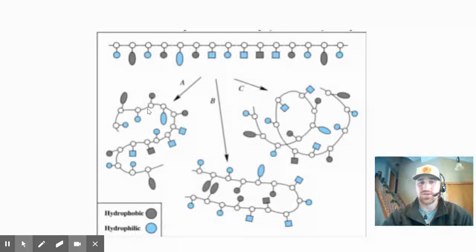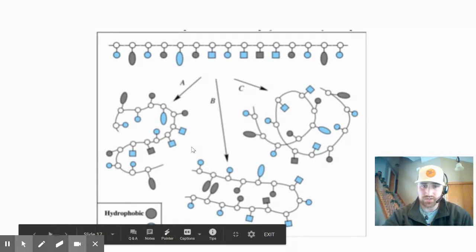So in this image right here, we have this line, and then it's given us A, B, and C. Which one of these 3 is actually the proper folding of this amino acid chain? Your answer should be B. The hydrophobic ends attract each other, the hydrophilic ends repel each other. This gives us our 3D image. This is our protein.